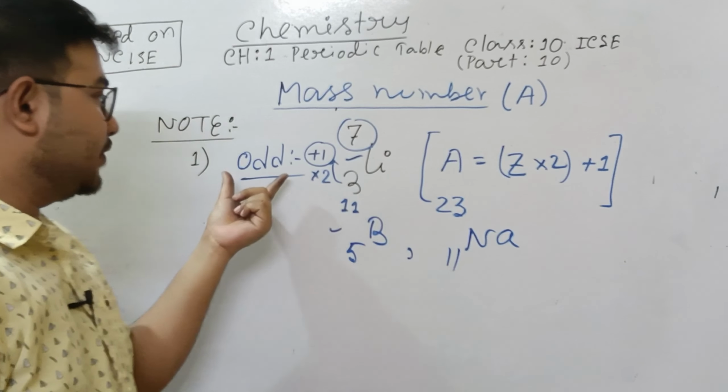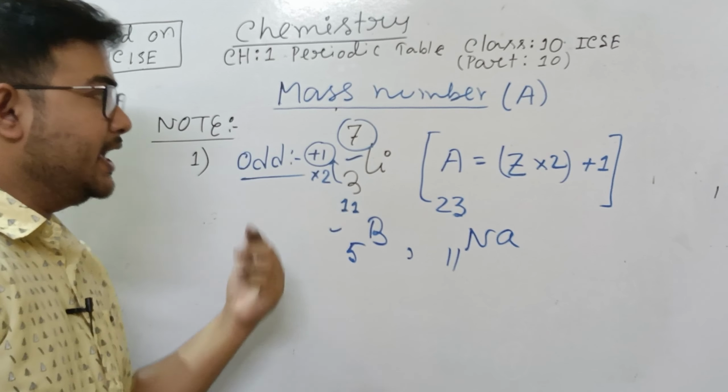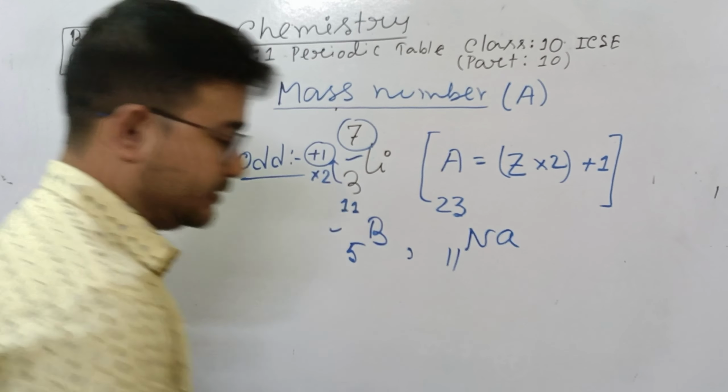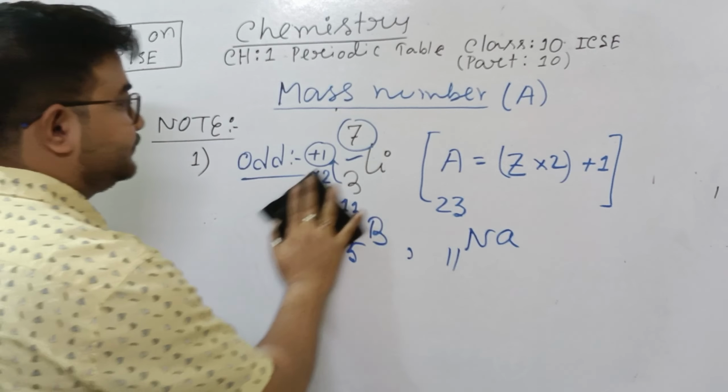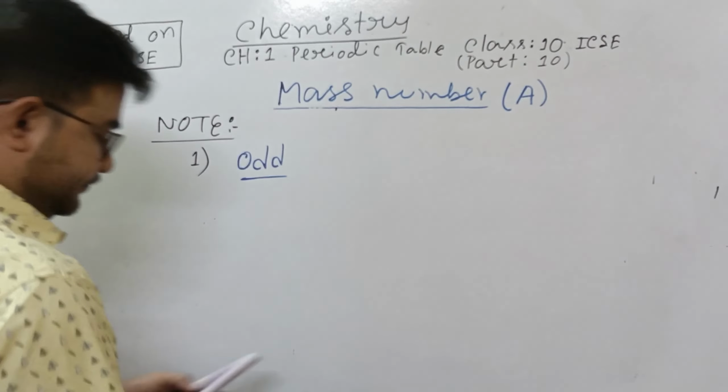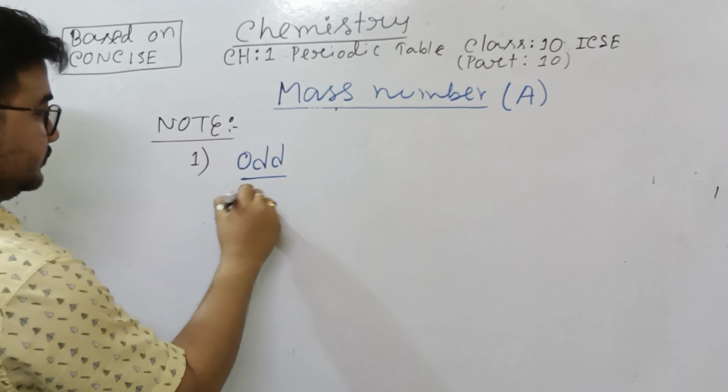But in case of even number, there is an exception. In case of odd number, there is also an exception. So try to understand about the exception.